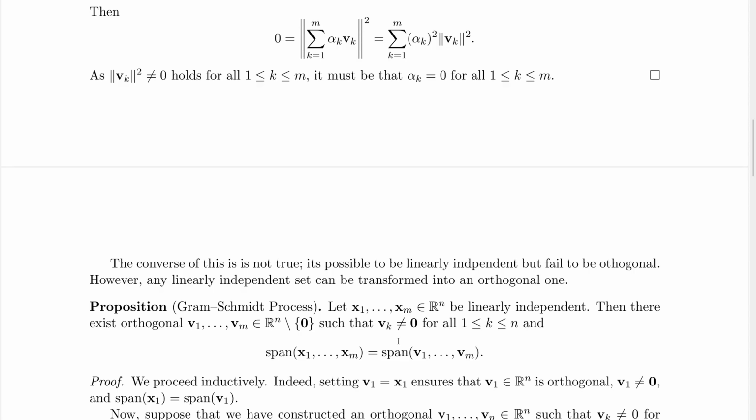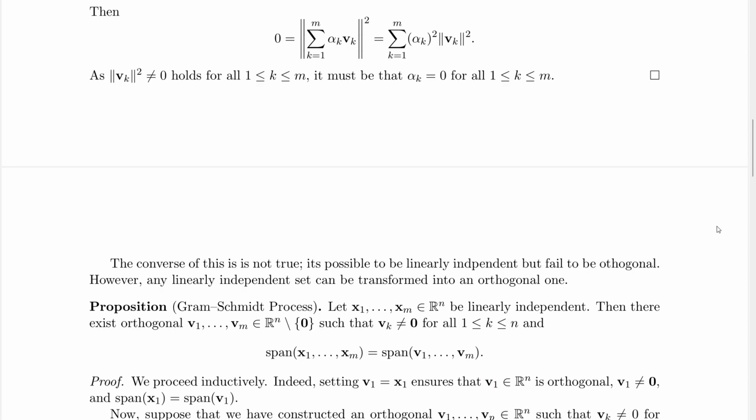Alright, and it's pretty easy to see the base case, because you just let V1 be X1. A single element has to be orthogonal, as we pointed out. X1 comes out of a linearly independent set, so it has to be non-zero. And obviously the spans are the same, because it's the same thing.